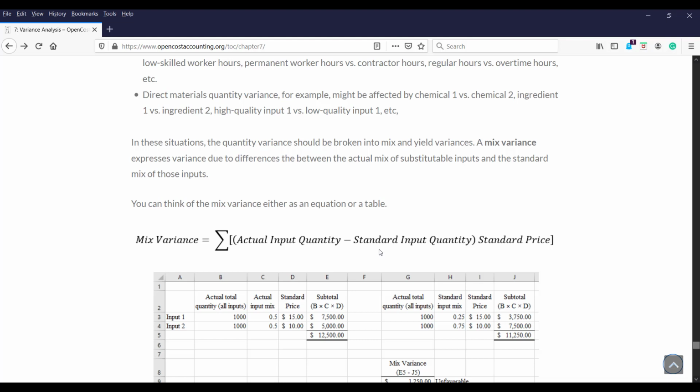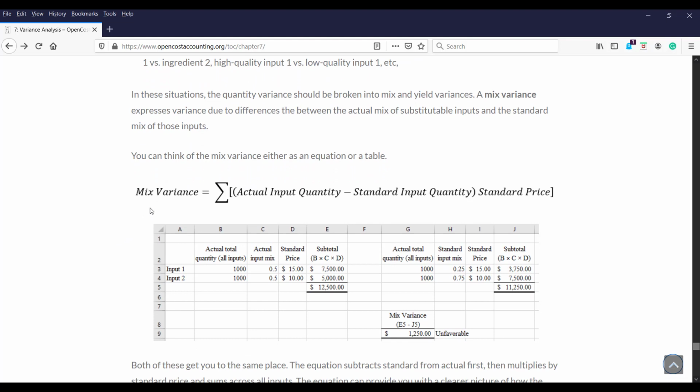And so, for example, we might have a lot more high-cost ingredients we put in and a lot fewer low-cost ingredients we put in. This will tease that out. Our high-cost ingredient has an actual input quantity that's higher than its standard input quantity, times the price for that ingredient, which is high. For our low-price ingredient, maybe we have a lower actual quantity than we expected, and the standard price is relatively low. And you add those together, you end up with our mix variance.